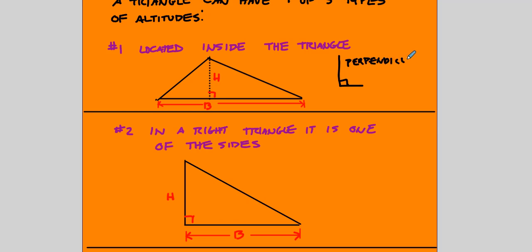Perpendicular. And the symbol for perpendicular is that. So an upside down T. So in a right triangle, the altitude right here is actually one of the sides, because it intersects the ground. We could consider this the ground, intersects the ground at a right angle.